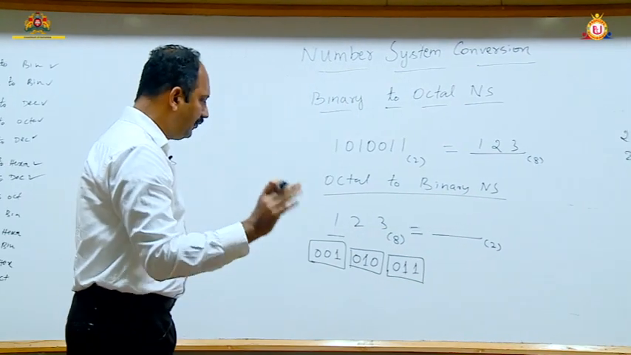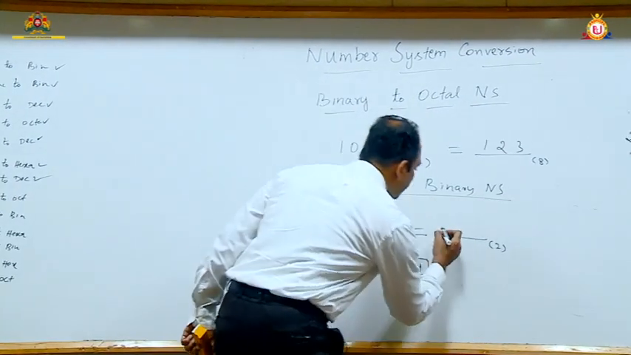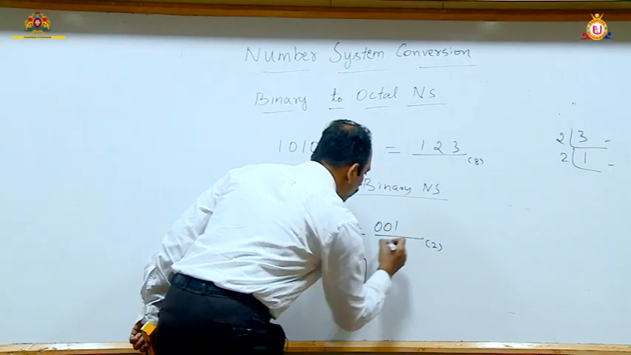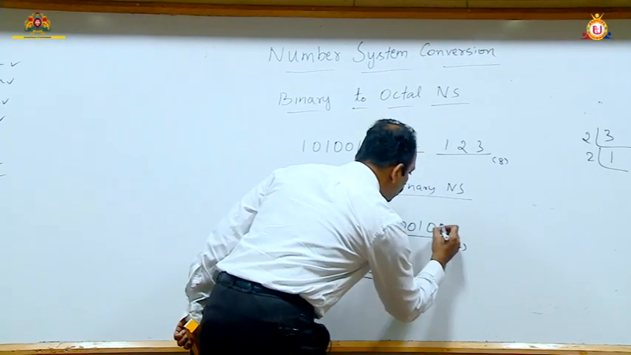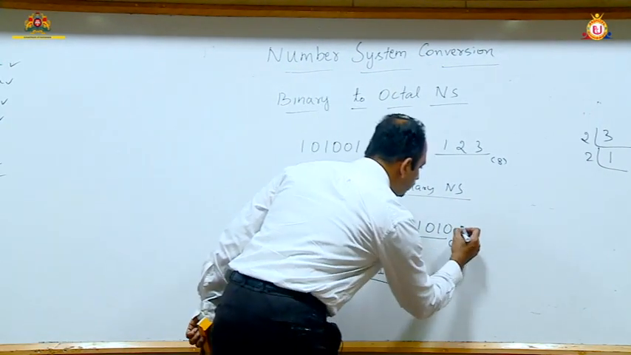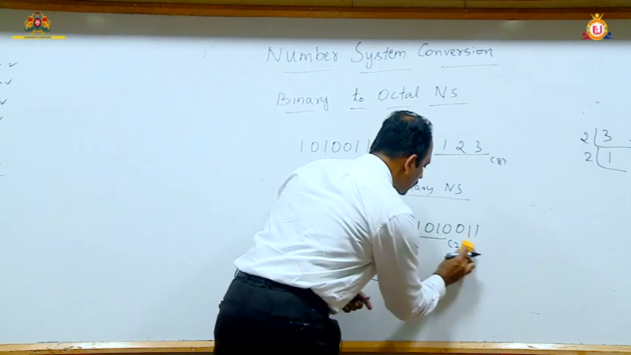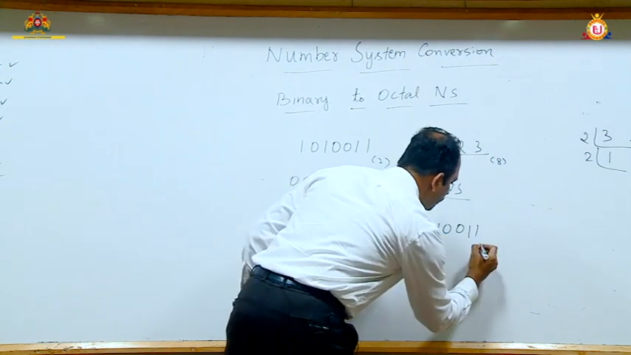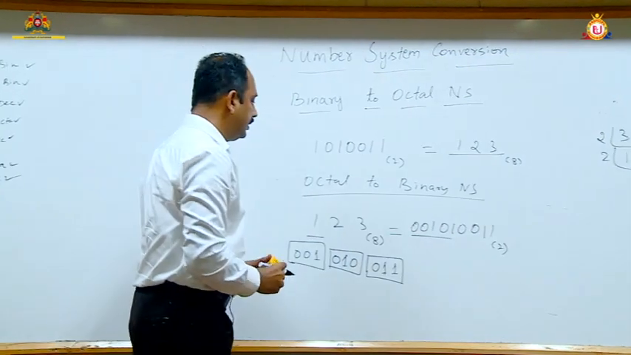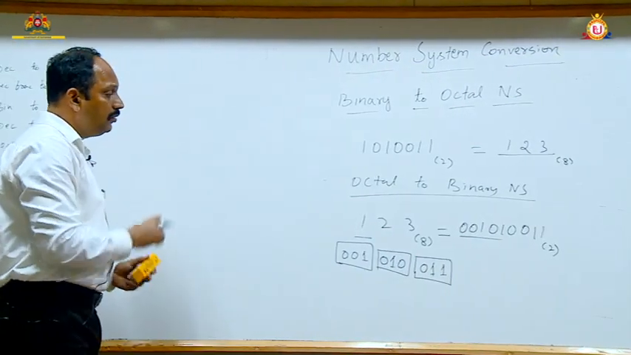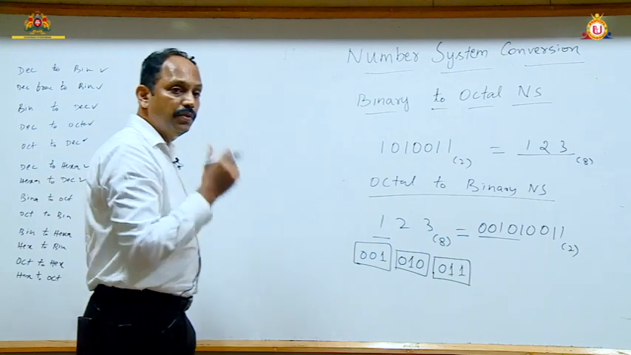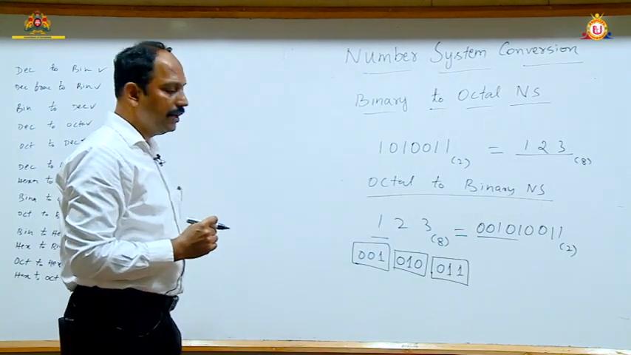Okay. Now what is the final answer? The final answer is 0 0 1, 0 1 0 and 0 1 1. This is the result of the octal 1 2 3 conversion to the binary number system.